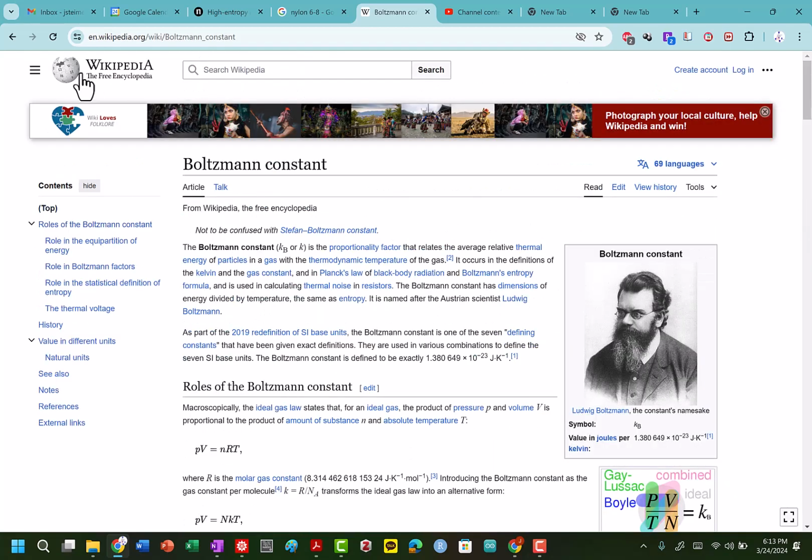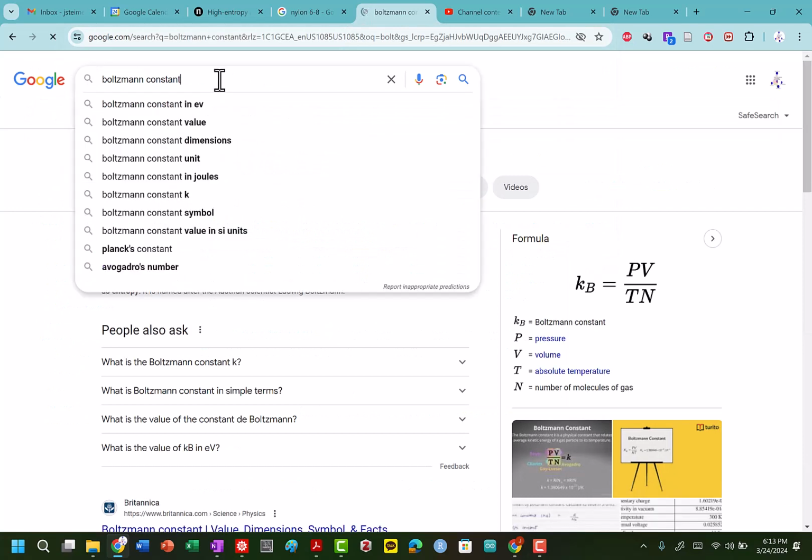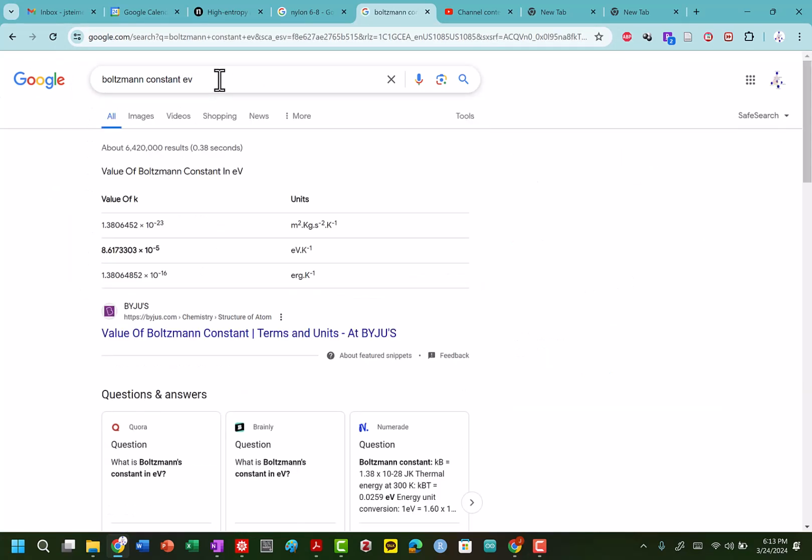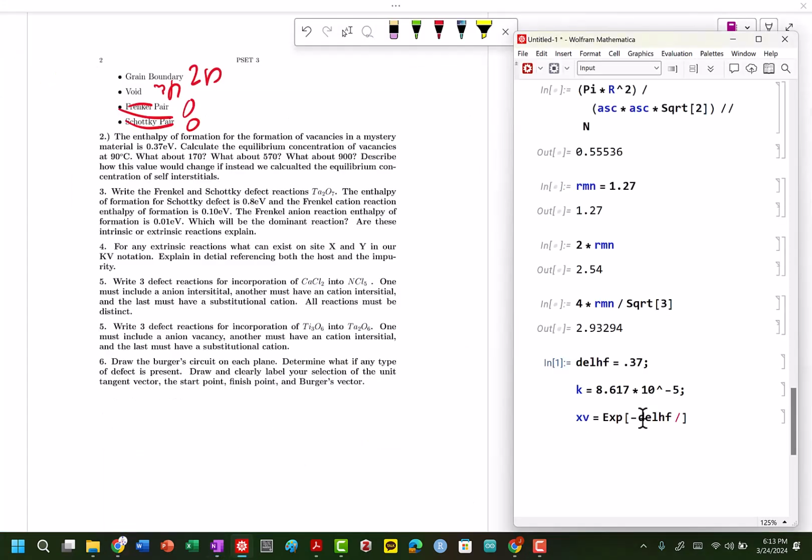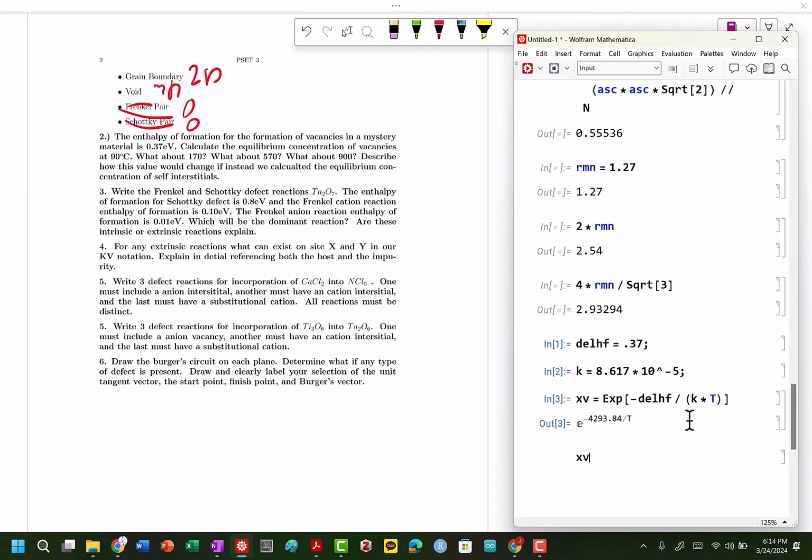Let's go back. Boltzmann's constant, eV units: 8.617 times 10 to the minus 5. Yep, there we go. So let's go back. Minus delta HF over k times T, in eV per Kelvin. What do we look at first? 90 plus 273, because it needs to be in Kelvin. So that's my concentration at 90.